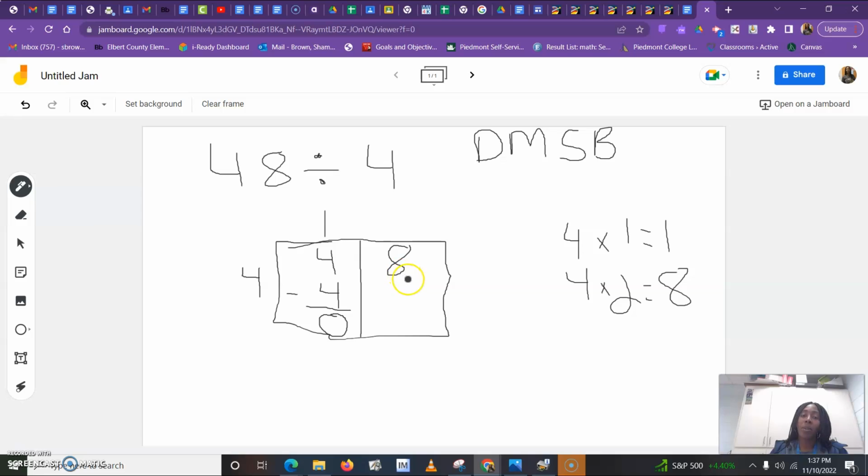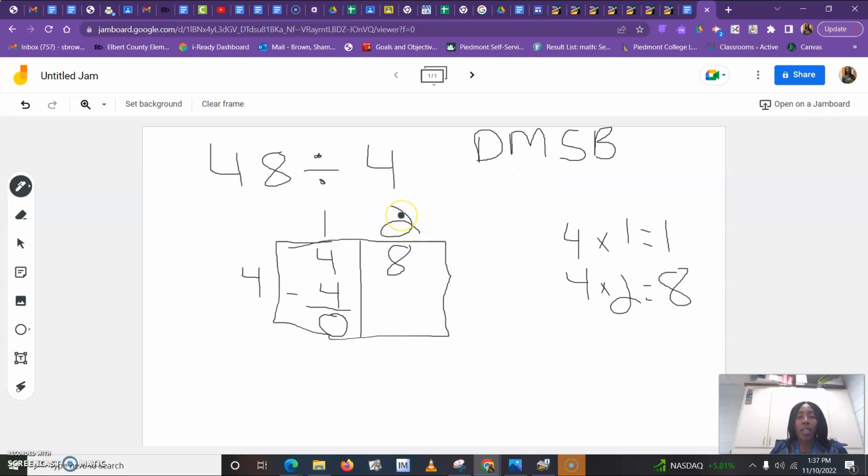So I ask myself, okay, how many groups of 4 can I get out of 8? And guess what? I've already done the math over here, my multiplication facts. And if I look, I see that 4 times 2 is 8. So I can get an equal group. I can get 2 groups of 4 out of 8 because 4 times 2 is 8. So 8 divided by 4 is 2. So 2 goes on top of this box. That was divide. So my next step is multiply.